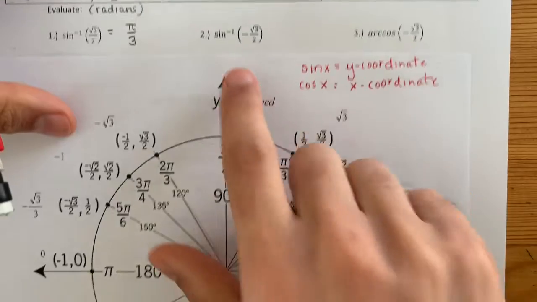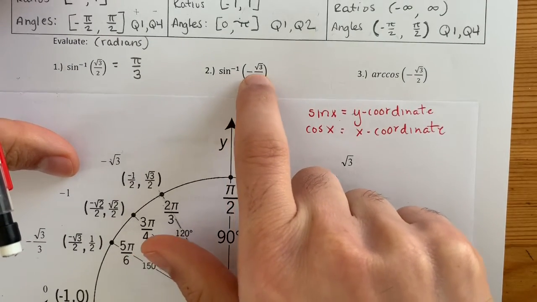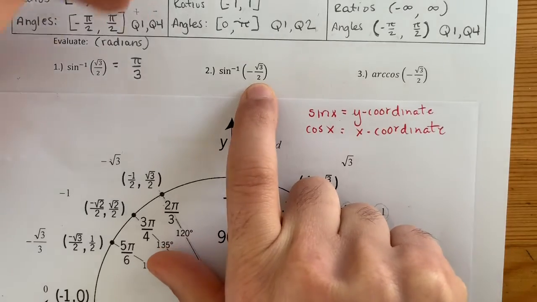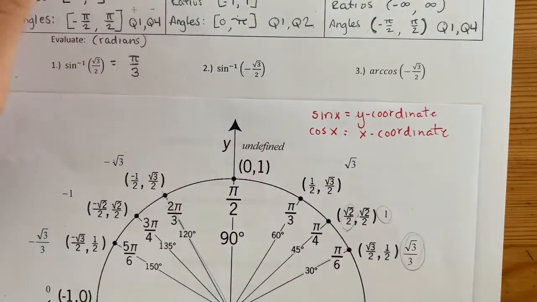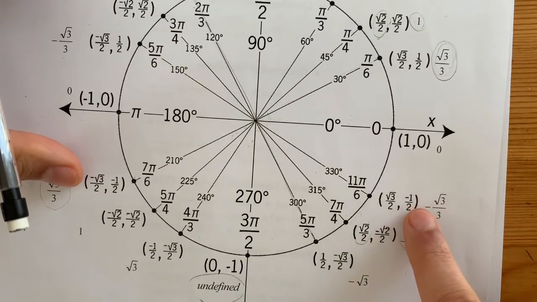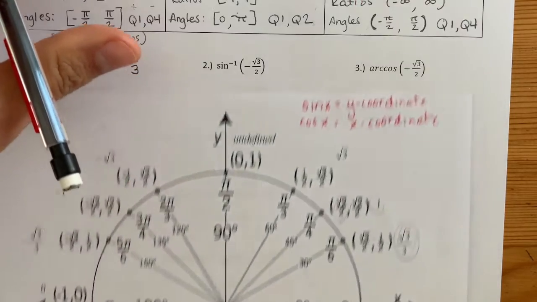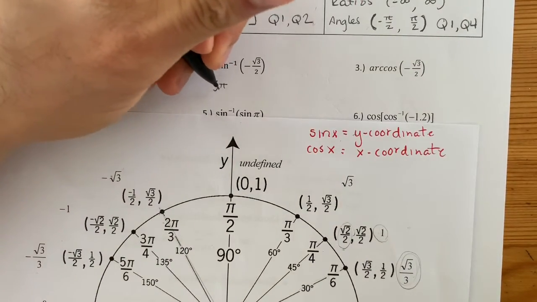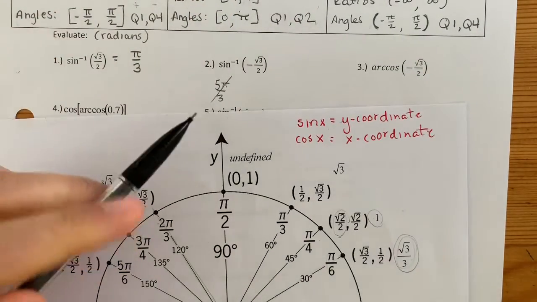Now, if I do sine inverse of negative rad 3 over 2, then I can't be in quadrant 1 anymore. I'd have to be in the fourth quadrant. So I could look in the fourth quadrant, that's where I'm restricted to, and negative rad 3 over 2 would be right here at 5 pi over 3. 5 pi over 3 is not the answer though. We cannot say it like that.